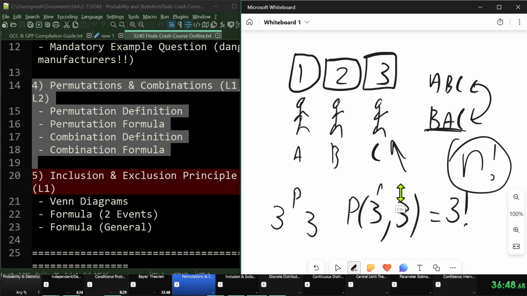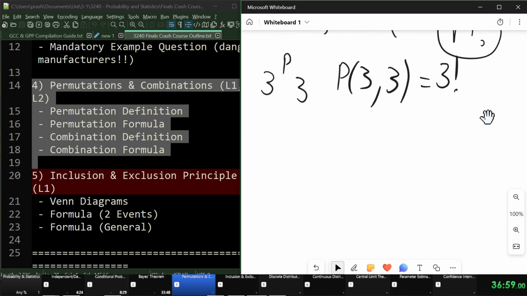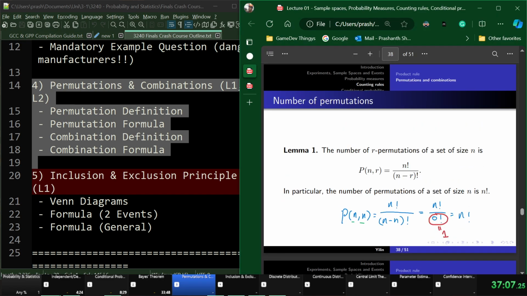But that is only if the number of elements that you're choosing, in this case 3, is the same as the total number. If they are not the same as the total number, it's not n factorial. I mean, you have a calculator, so it's going to do this for you. I believe it's n minus r, I think. Yeah, okay, n minus r.